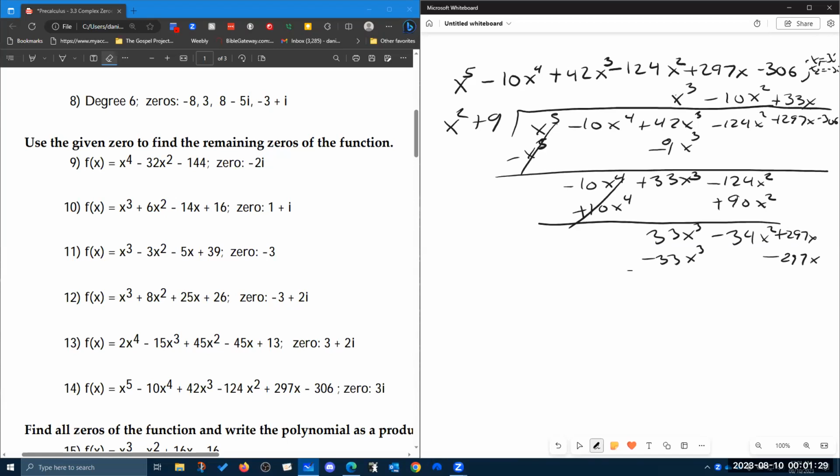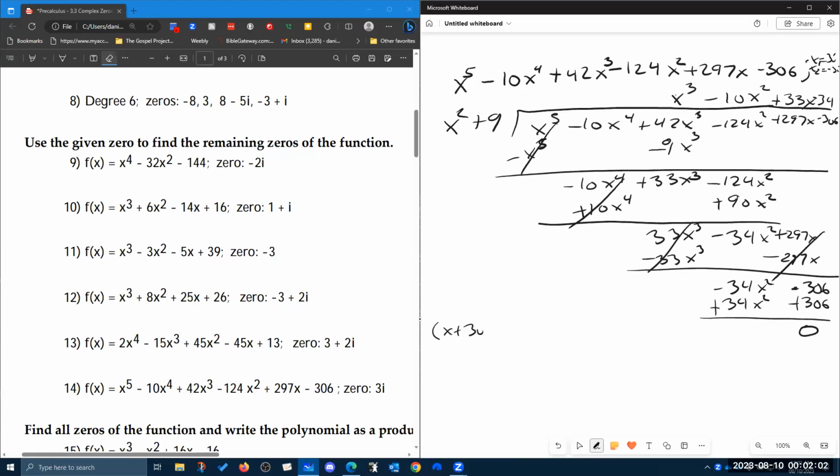Change my signs and add. -34x squared minus 306. This is going to be a -34, -34x squared. That is a -306. It is. Add, get a remainder of 0.